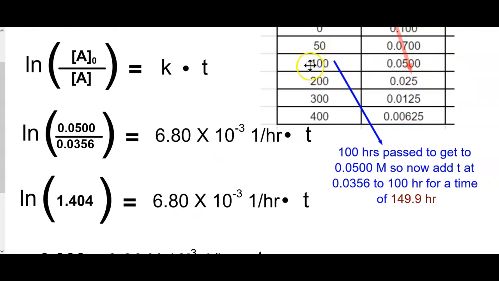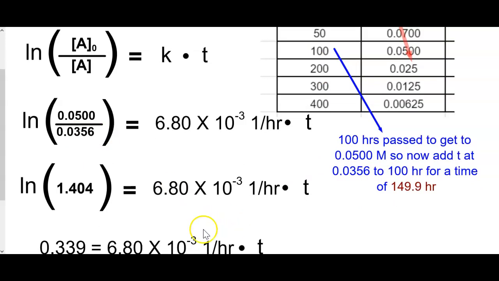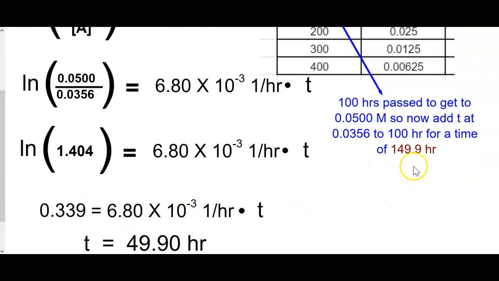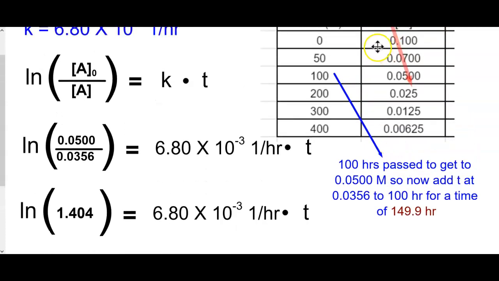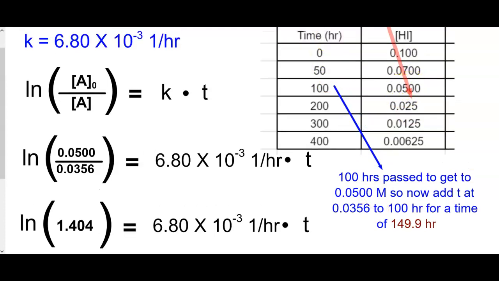Now, this is how much time it takes to go from here. But we know already that 100 hours have passed to get to 0.05. It took 49 hours to go from this concentration to 0.0356. So we have to add the time that's already passed, 100 hours, to the time it takes to get this portion, the 49.90, and that's how I get 149.9. If you had picked an initial concentration of 0.1, you would have gotten 149.9 here, or very close to that. Same thing. You've got to add the time that's passed already to the time you get when you're doing it in the middle of a time frame.